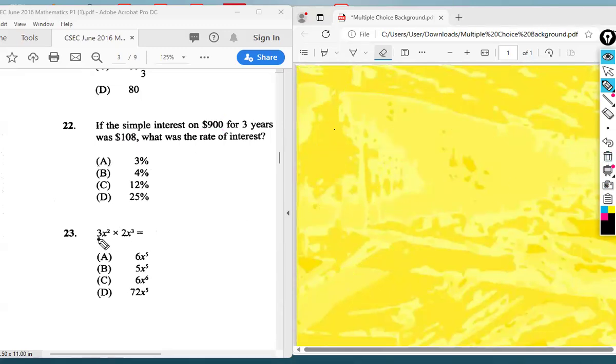So you can multiply 3 by 2. 3 by 2 is easy. 3 multiplied by 2 is 6. But then you have x to the power 2 multiplied by x to the power 3. So you put back the x. You note that there's a multiply. Multiply means to add the powers. 2 plus 3 is 5. So the answer would be A, not C. Right? A lot of people put C. Multiply means to add the powers.